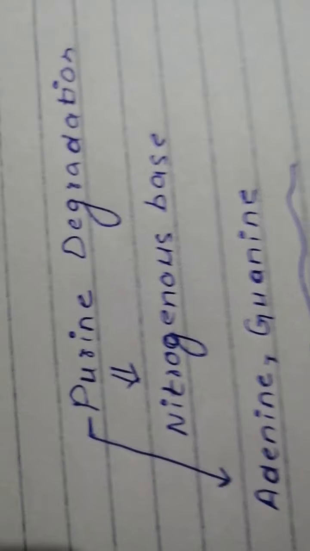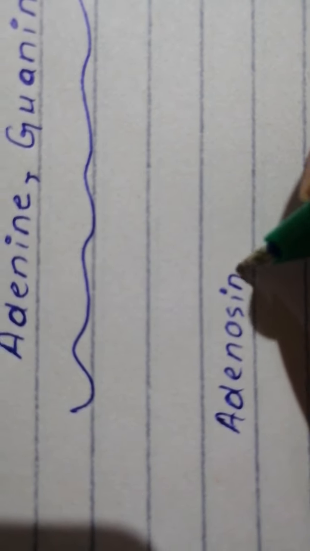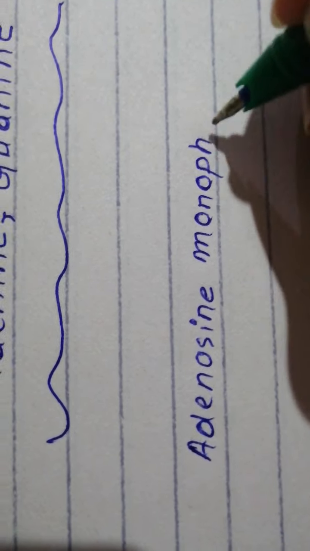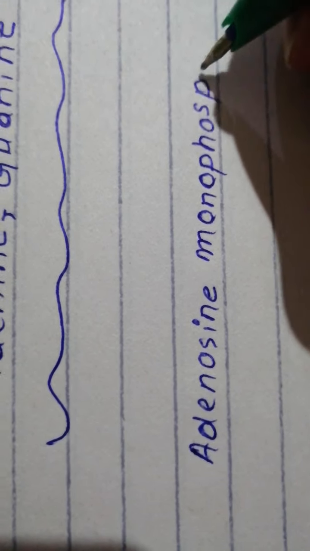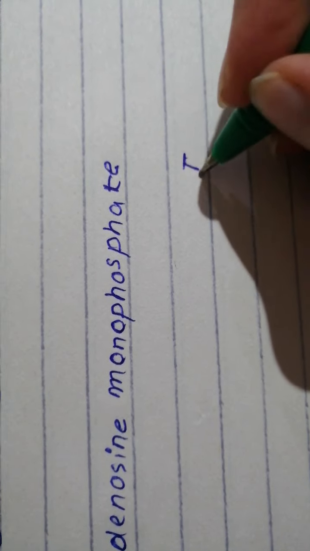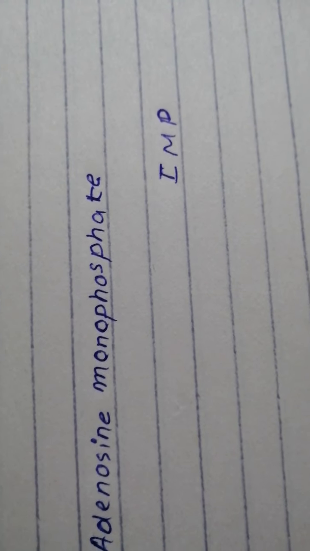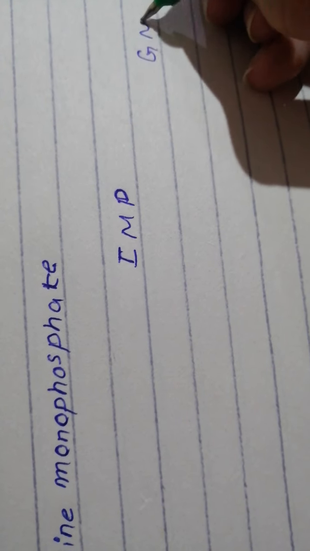Since this is purine degradation, where do we start? We start with adenosine monophosphate. Now adenosine monophosphate is the nucleotide. Adenosine diphosphate and adenosine triphosphate are also nucleotides. We also start with inosine monophosphate, which is also a purine. And we will also start with guanosine monophosphate, which is interestingly also a purine.